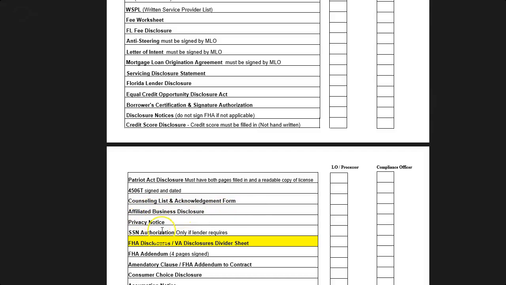Privacy notice, Social Security number authorization, and this is usually when the lender finds a discrepancy in terms of the name or the number on the Social Security information that you've entered on the application. Any FHA disclosures or VA disclosures, these are going to be obviously specific for FHA loans. An FHA addendum, a mandatory clause, and FHA addendum to contract. This is another document that sometimes might be specific to each lender, but in general, this document needs to be completed for each FHA loan.